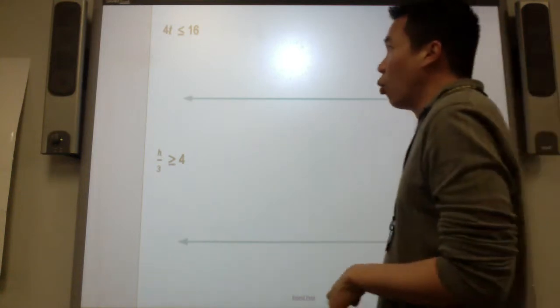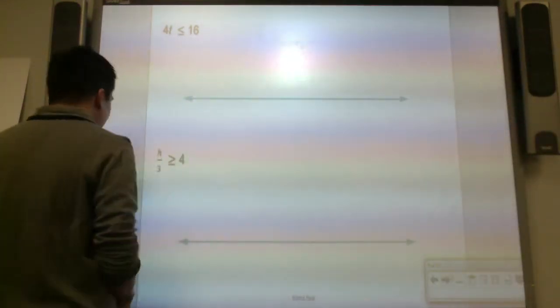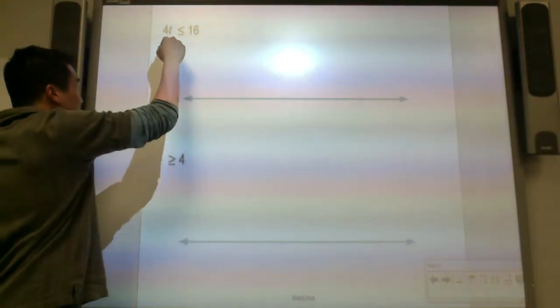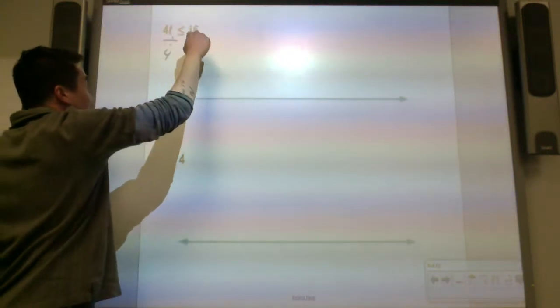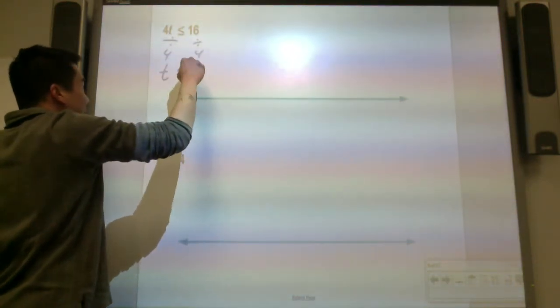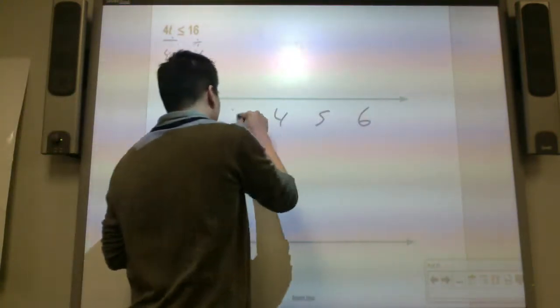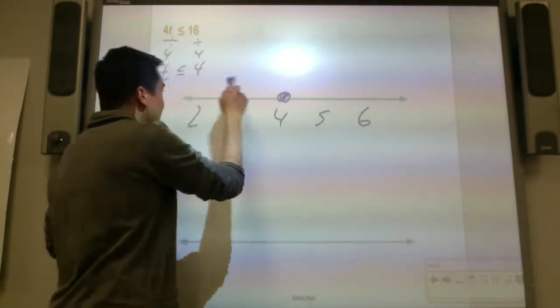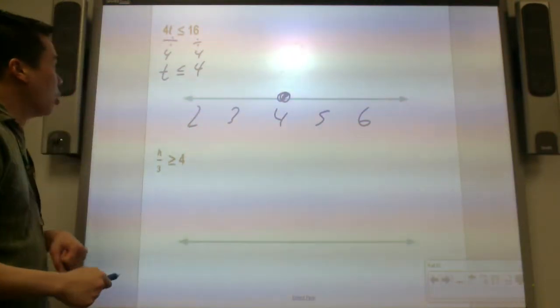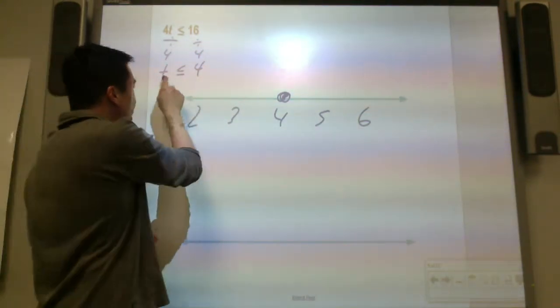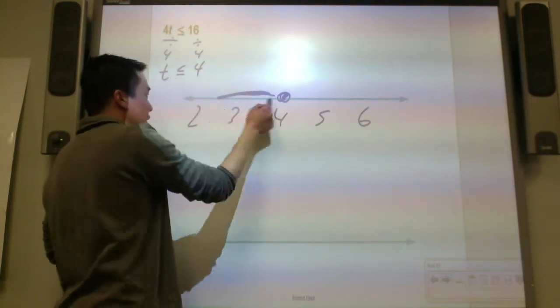Next one. What operation is the inverse of multiply? Divide. So we're dividing by 4. So t is less than or equal to 4. So we have 4, 5, 6, 3, and 2. We're closed up because we are including 4. What numbers are less than 4? 2 and 3 are less than 4. It's facing to the left.